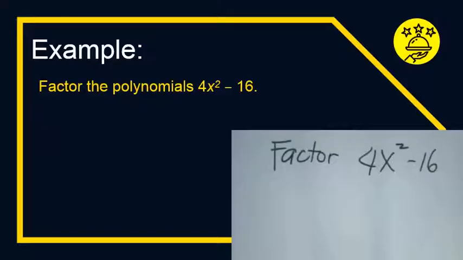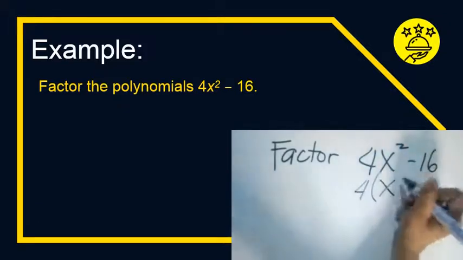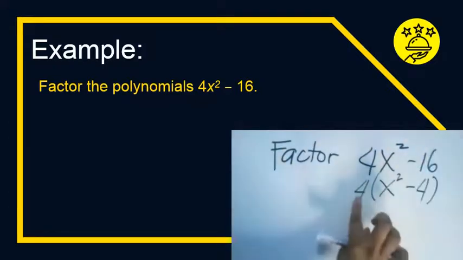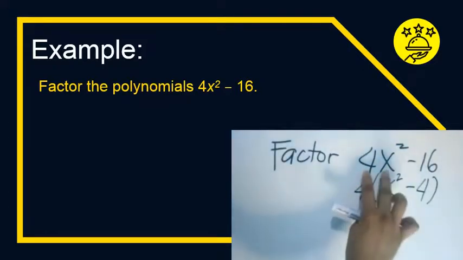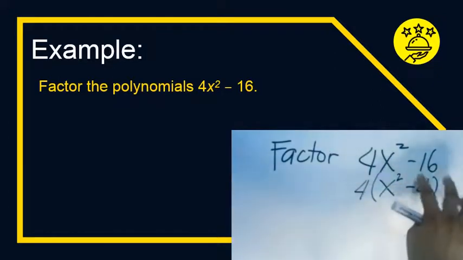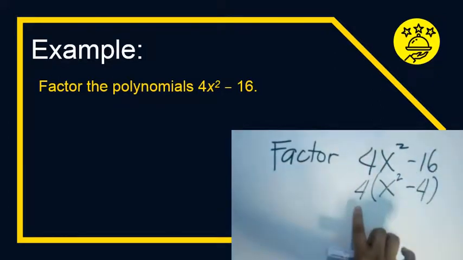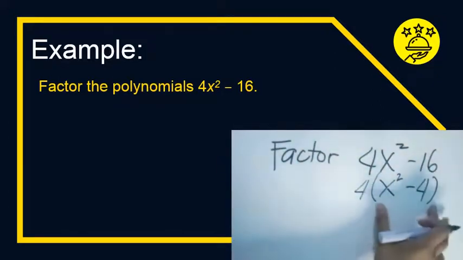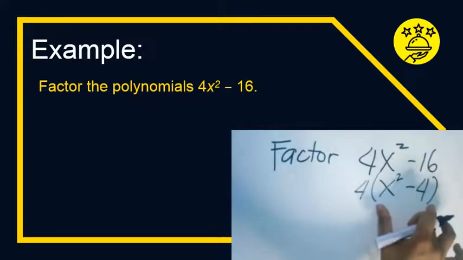Another example, 4x squared minus 16. First, let us find the common factor of the given binomial. So we have 4 times x squared minus 4. So 4 times x squared is 4x squared. 4 times negative 4 is negative 16. So we factor out 4. Then, let us factor x squared minus 4 by factoring the difference of two squares.